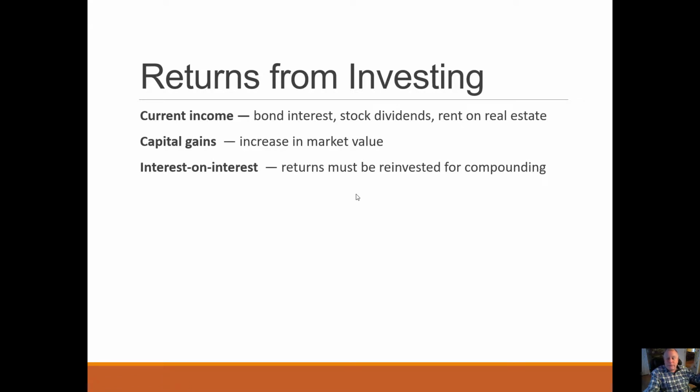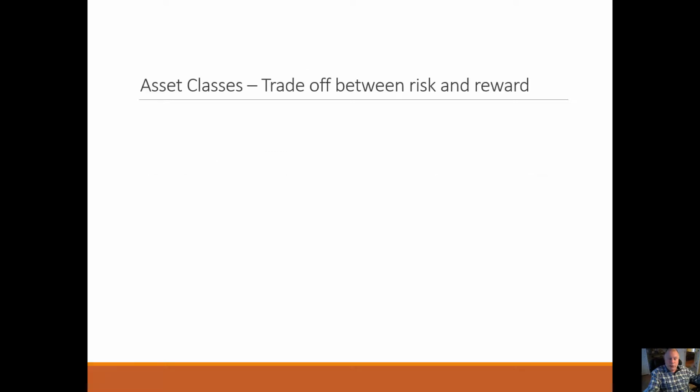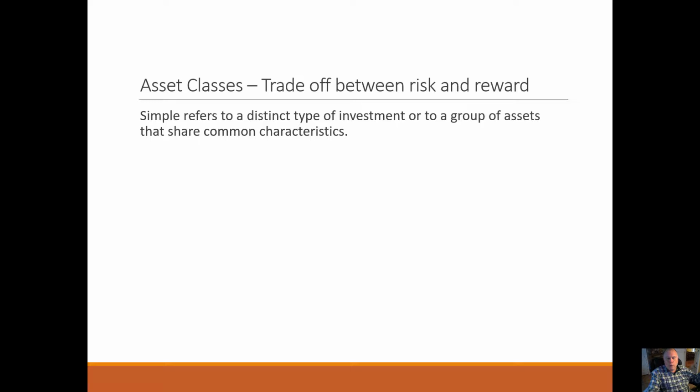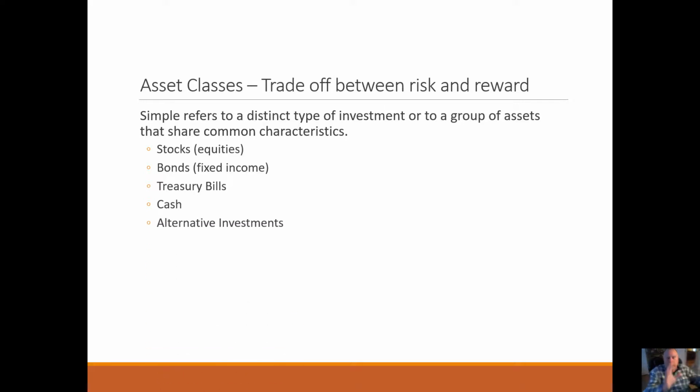Then we have the powerful effect of compounding, which you saw in a previous lecture, the interest on income. We have some general asset classes, and there's always a trade-off between risk and reward. Asset classes simply refer to a distinct type of investment or to a group of assets that share some common characteristics. So we have stocks, bonds, treasury bills, cash, alternatives. Stocks are equities. Bonds are fixed income. Treasury bills are short-term obligations of the U.S. Treasury. Then there's cash. Alternative investments can include real estate, commodities, oil, gas, feeds, gold, silver. And each one has its own unique risk and reward characteristics.